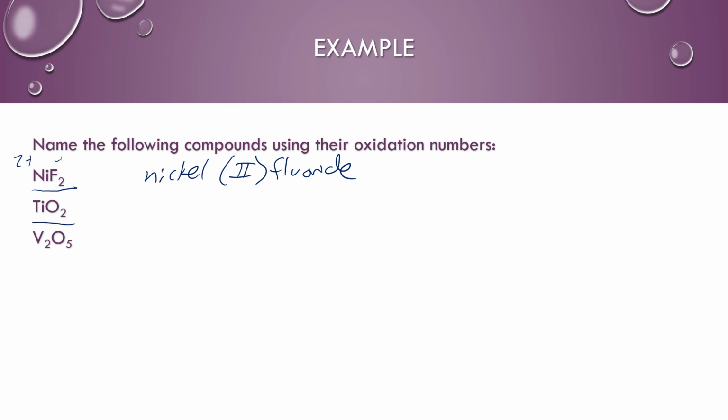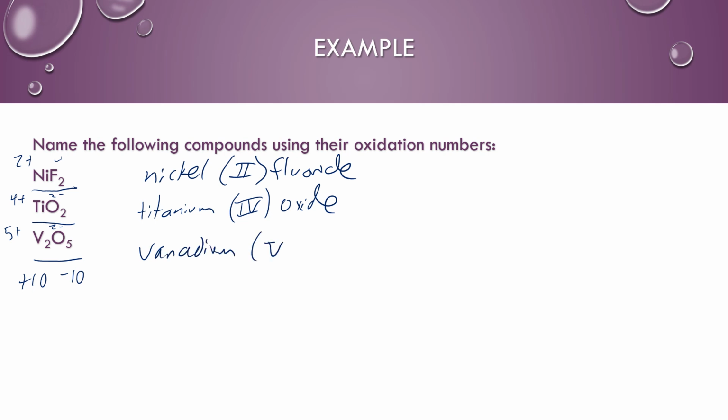TiO2, oxygen forms a 2- charge. And since there are 2 of them, that's 4 negatives overall. The titanium must be 4 positives then to cancel it out. So this is titanium, Roman numeral 4, oxide, titanium(IV) oxide. All right, and then the last one, V2O5. Oxygen has a -2 charge again, so that's -10 total. The vanadiums must add up to +10, which means each one has a +5 overall. So vanadium(V) oxide in this case.